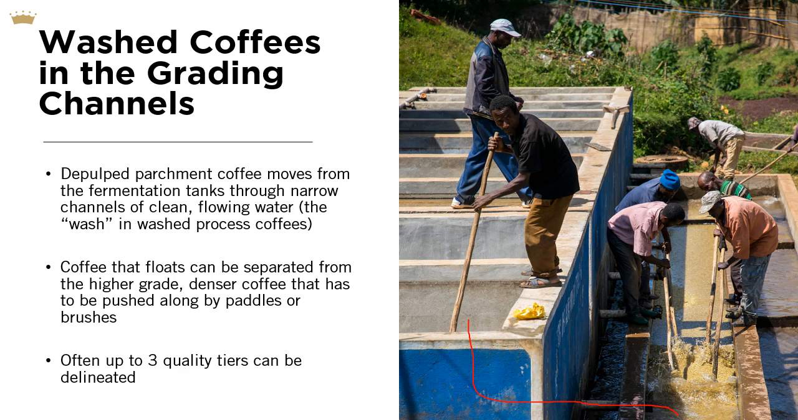They're using quite a bit of water in this process, and as it flows through these channels down over these different little barricades, the floating coffee will go down first and be separated out later, and then the most dense coffee will be the last to move. We'll take a look at a video of this so you can get a better sense of how it works.